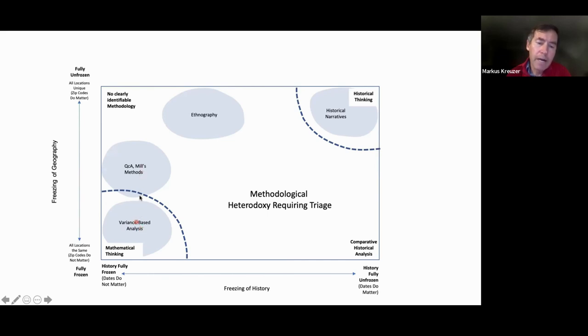Then if you think of QCA, right, one of the key trademarks of QCA is to unfreeze geography. Its emphasis on equifinality more or less raises the question that you can have similar outcomes in different countries explained by different theories, or similar theories producing different outcomes in different geographies. So it unfreezes geography. And then you have ethnography up here, right? That unfreezes geography even more than QCA, but it's not really historical. It just gives you some sort of snapshot. Now, understand there are some traditions in ethnography that have a more historical focus, but most ethnography is pretty static. And then over here, of course, you have the historical narratives offered by historians.